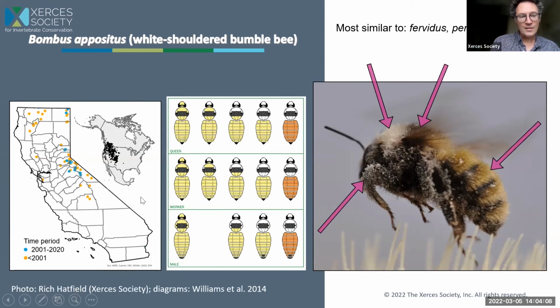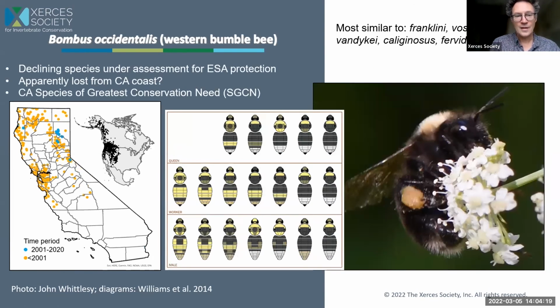This is a bee that, based on this map alone, would seem to potentially be declining a little bit, but it's certainly not rare throughout the West, and we'll see what we learn about its status in the state of California. This is the Western bumblebee.